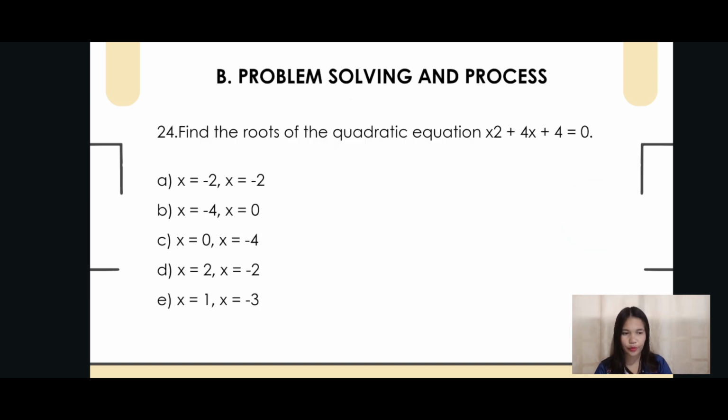Next one, question number 24. We have to find the roots of the quadratic equation x squared plus 4x plus 4 equals 0. Okay, we have to solve. To find the roots of a quadratic equation, we all know that there are a lot of ways. Based on the given, the step that we can implement on solving this quadratic equation is the factoring.